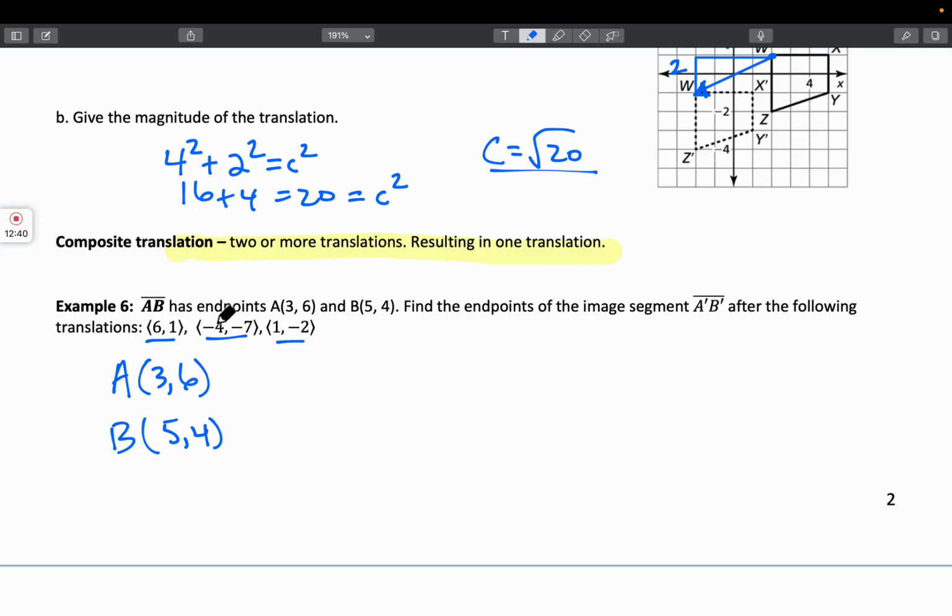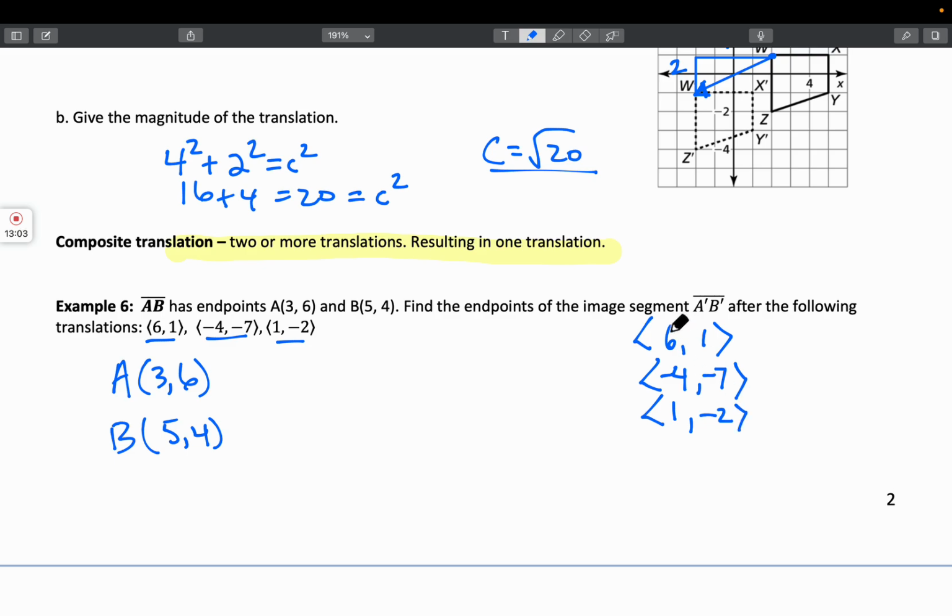Then I'm going to subtract 4 from the X, subtract 7 from the Y. And then finally this one here, I'm going to add 1 to the X and subtract 2 from the Y. So if we stack them on top of each other, we can just add down and get the one total movement that these 3 translations add up to equal. Here's what I mean by that.